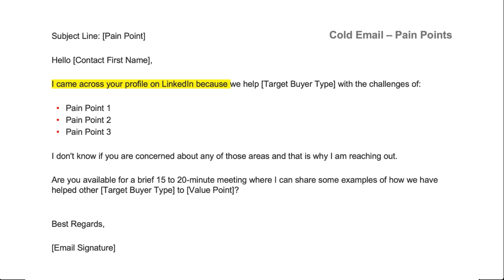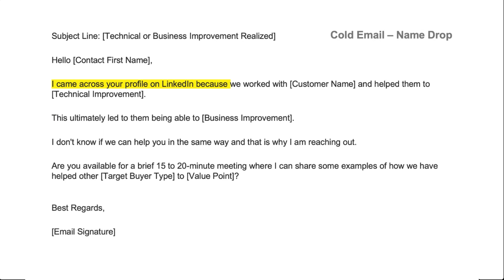Came across your profile on LinkedIn because we help manufacturers to deal with the challenges of pain. Same exact email. Name drop email would be, I came across your profile on LinkedIn because we worked with XYZ Corp and helped them to streamline their transportation and logistics. This ultimately led to them decreasing their cost of goods sold and inventory costs. I don't know if we can help you in the same way, and that's why I'm reaching out. Are you available for a brief 15, 20-minute meeting?